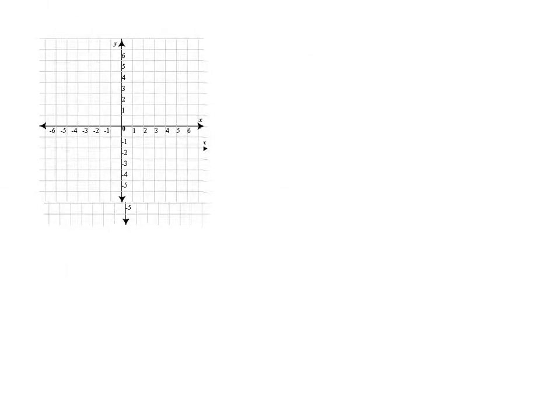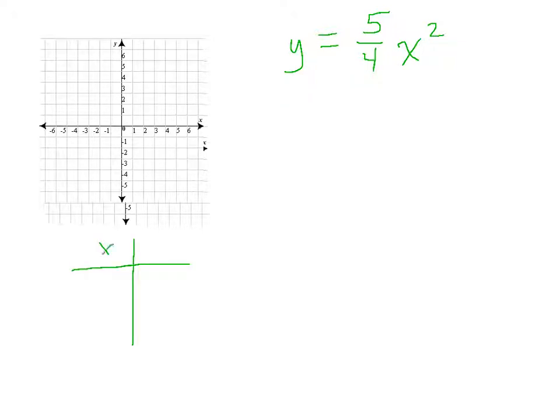For this one, let's try y equals 5/4 x squared. Again, the vertex is automatically going to be at 0, 0, because if you plug in 0 for x, you're going to get 0 for y. So we plot 0, 0. I'm also going to avoid x being 1 again, because 1 squared is 1, which gives me 5/4, which is fine, it's just a little messy.